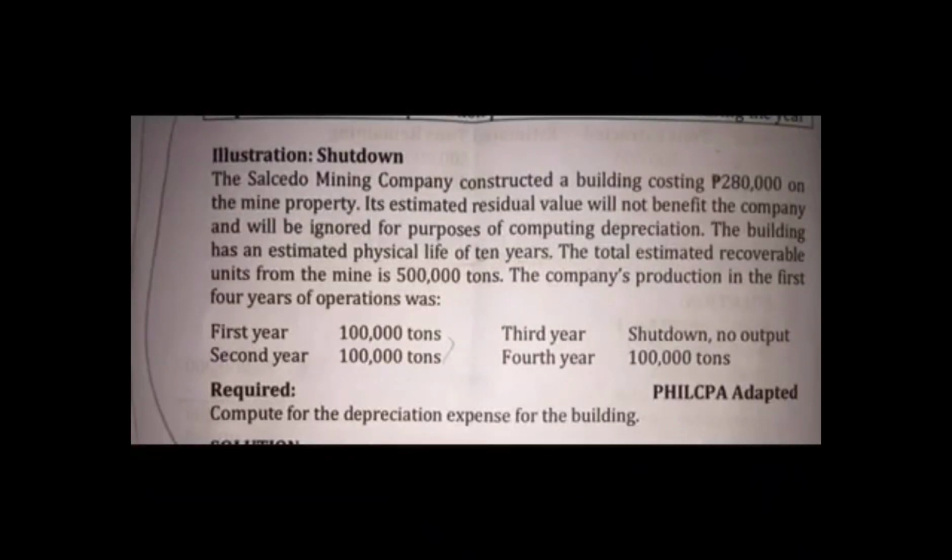Illustration, shutdown. The Salcedo Mining Company constructed a building costing 200,000 pesos on the mine property. Its estimated residual value will not benefit the company and will be ignored for purposes of computing depreciation. The building has an estimated physical life of 10 years. The total estimated recoverable units from the mine is 500 tons. The company's production in the first 4 years of operation was first year na ay 100,000 tons, also sa second year. Then sa third year, shutdown, no output. Fourth year, 100,000 tons. So required, compute for the depreciation expense for the building.